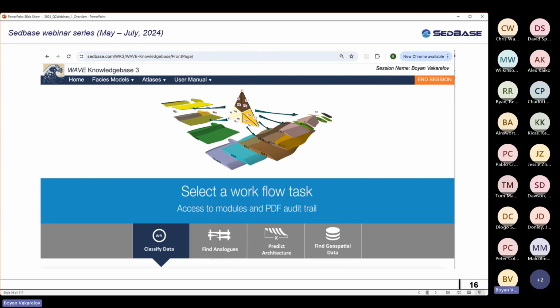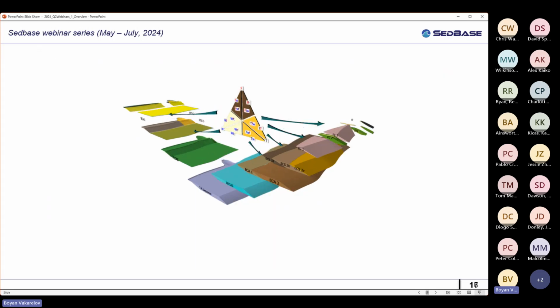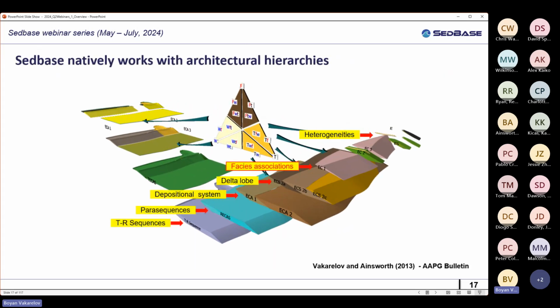So back to the main page of Wave Knowledge Base, something else which is quite important is that a lot of our nomenclature, and we will be talking about our nomenclature in the second part of the lecture, is based on a hierarchical framework. So every time you try to find data, you will be able to find data at the right architectural level. So we can start off at the scale of sequence stratigraphy. We then have parasequences, depositional systems, delta lobes, phases associations, heterogeneity. So this is an important thing to understand right from the get-go.